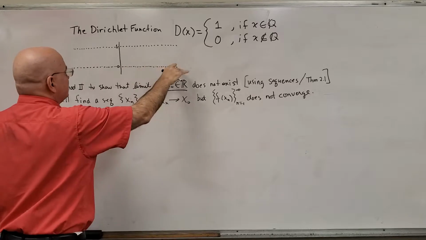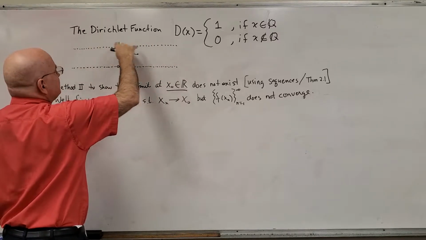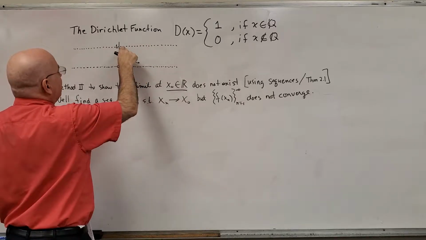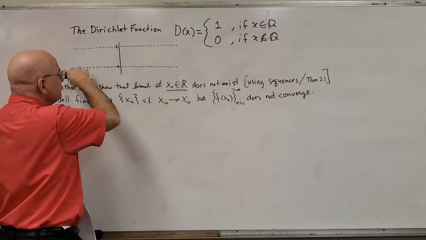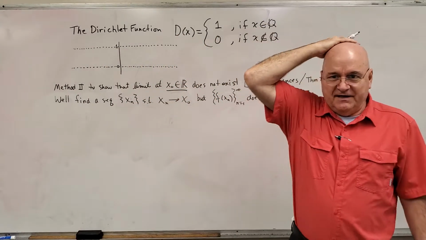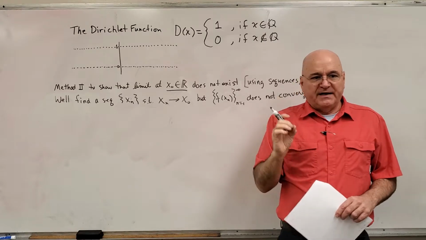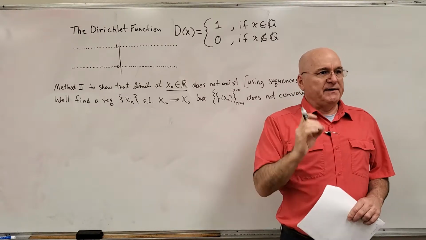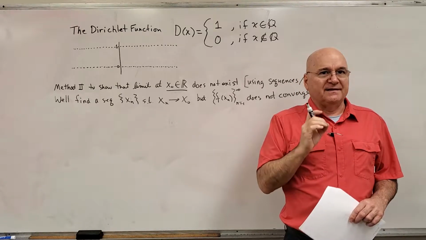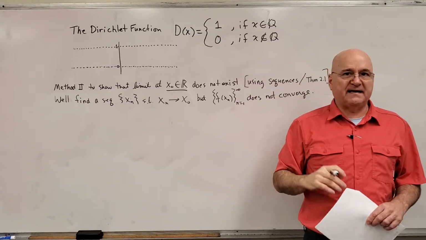Just put a bunch of dots here and a bunch of dots here. So for each one of these, that's where x is equal to a rational number. It has a height of 1. And the irrationals have a height of 0. Well, the interesting thing about this function is that we've already seen this. For any x naught that you pick, any real number, the limit as x goes to that number does not exist. And we proved that last time.